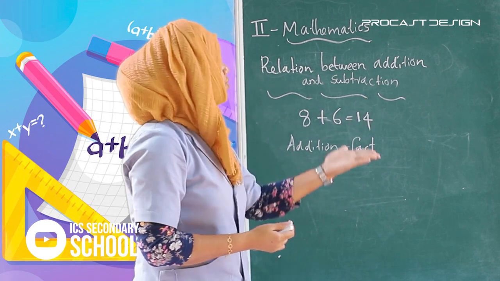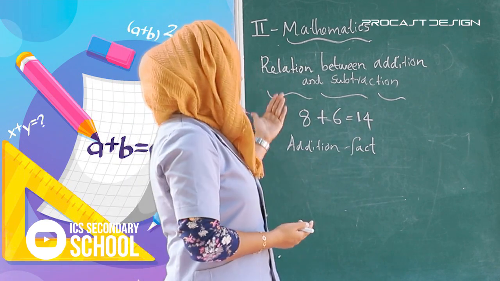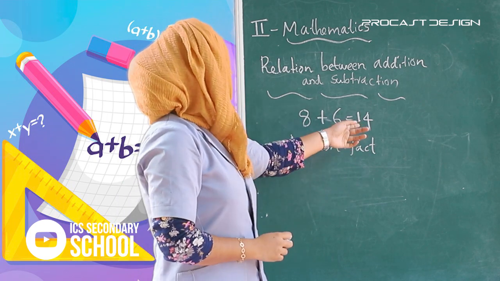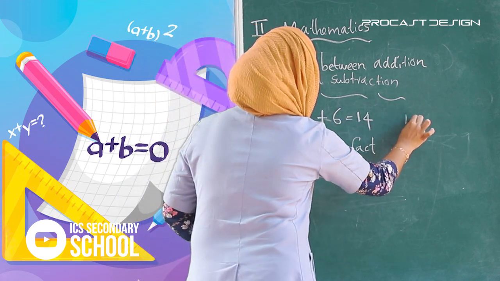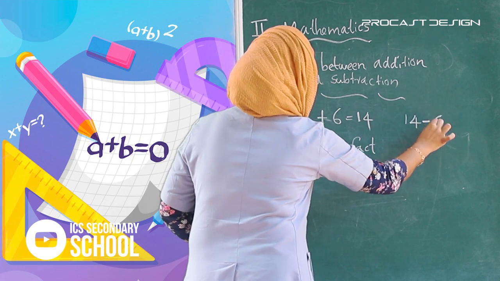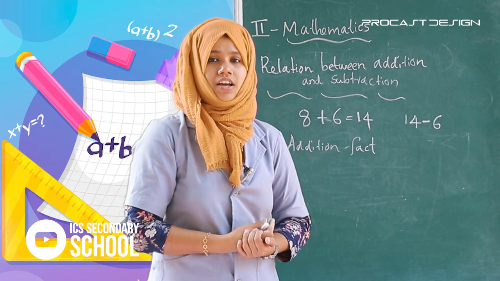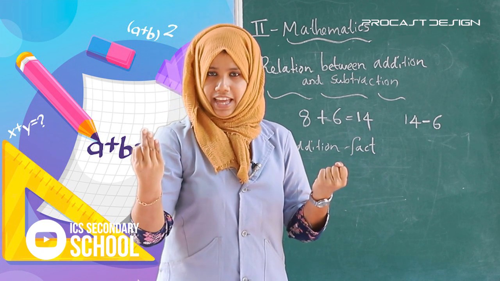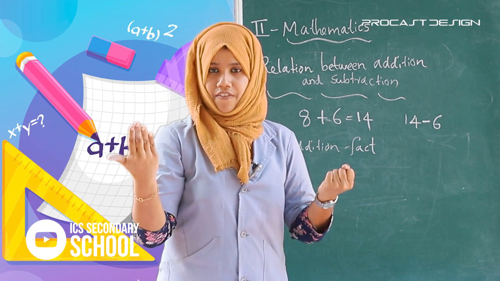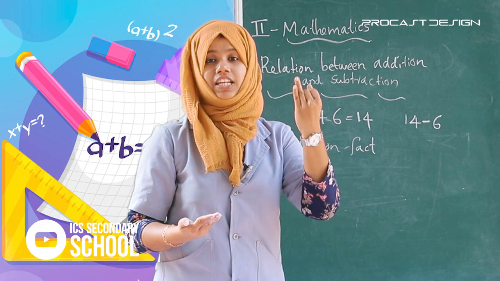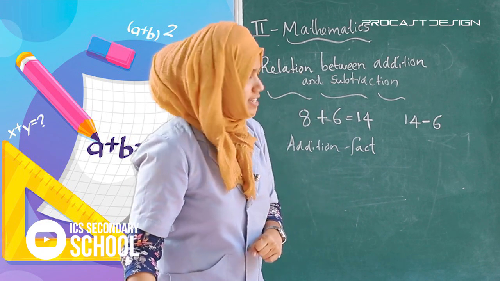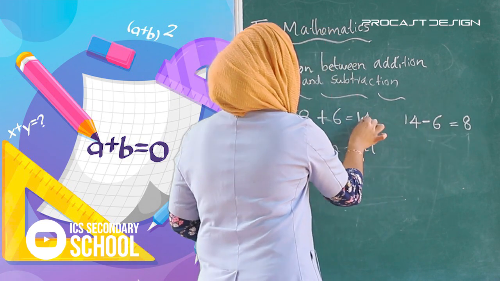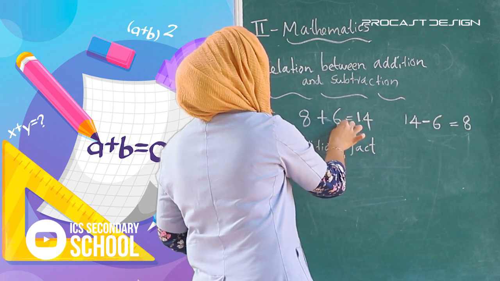Now, we have to write the subtraction fact from this addition fact. How to write? That is 14 minus 6. After 6 we can count it: 7, 8, 9, 10, 11, 12, 13 and 14. We get 8. 14 minus 6 is 8.